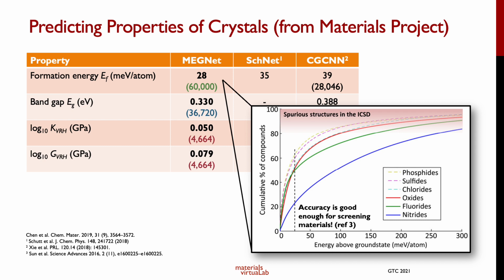So given that our error is about 28 MeV per atom, this is generally good enough for making decisions or predictions about whether a material is likely to be stable or not, right?